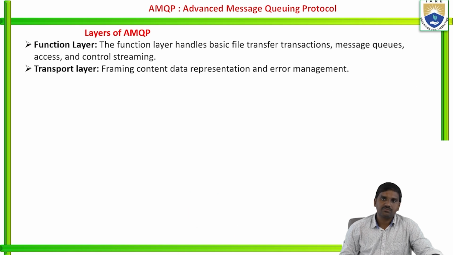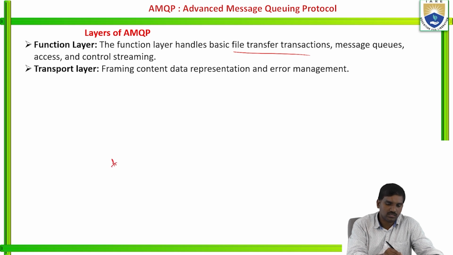Next, layers of AMQP. Here there are two types of layers, function layer and transport layer. This is under the application layer only, but in it there are nested layers: the function layer and the transport layer. The function layer handles basic file transfer, transactions, message queues, access and control streaming.